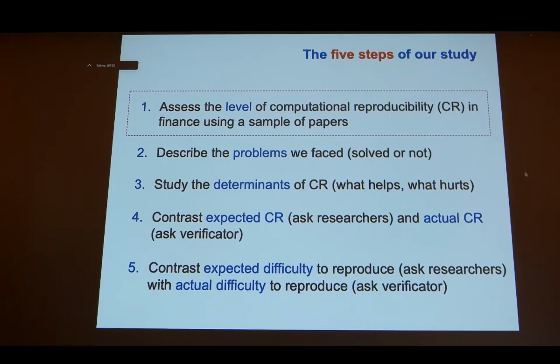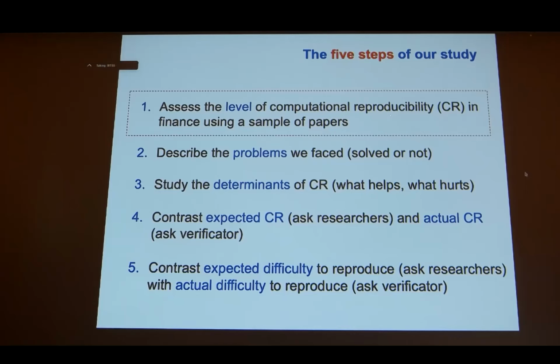We try to list all the problems we faced, the problems we have been able to solve, and we solved quite a bit of problems, and the one we were unable to fix. And then we try to study the cross-sectional variation across papers in terms of computational reproducibility. What are the drivers? What are the deterrents of computational reproducibility?